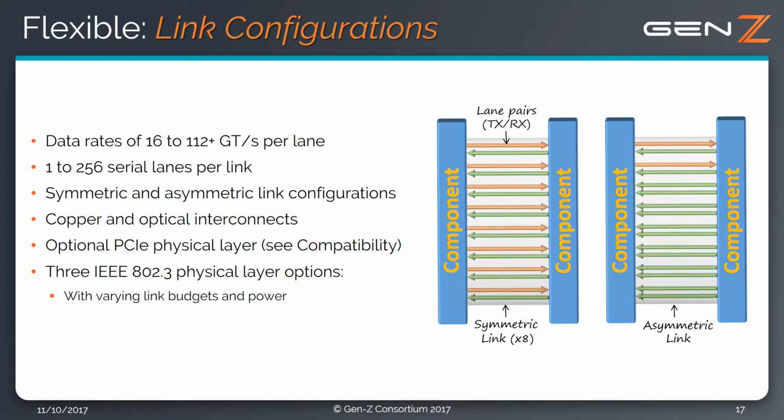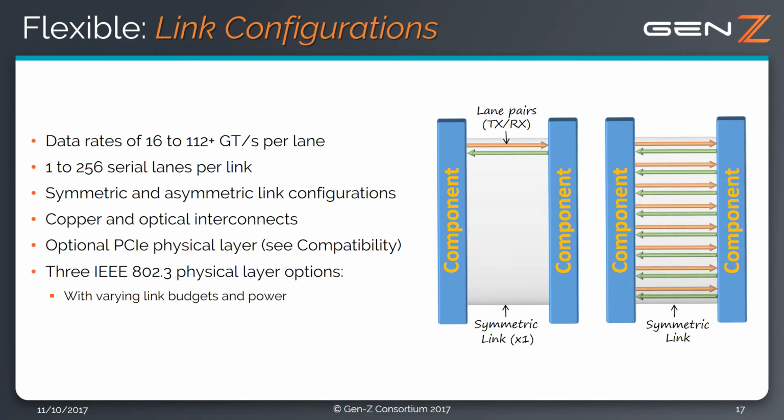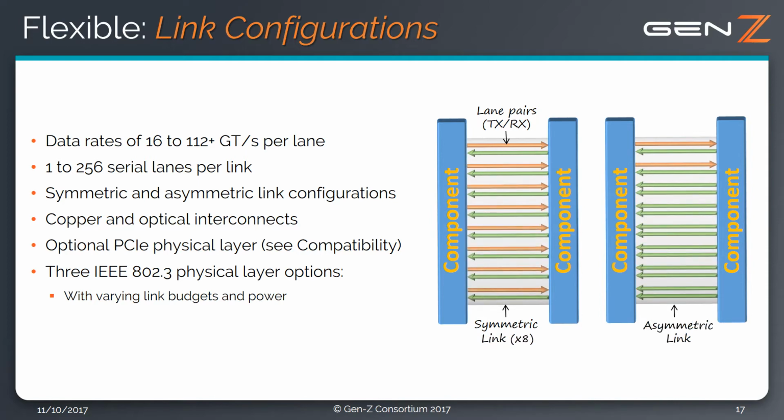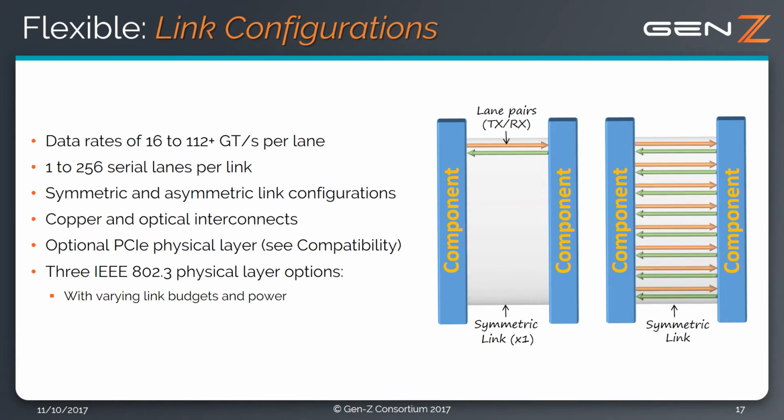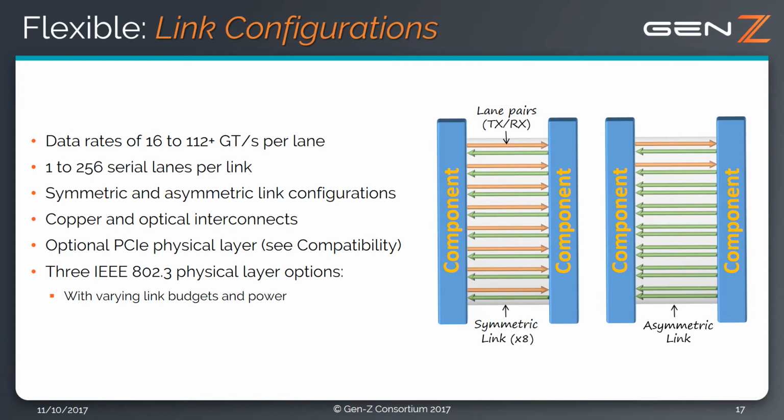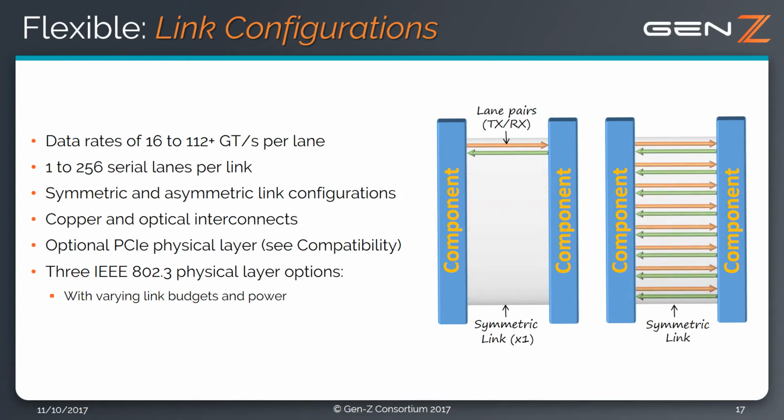First, the differential signals, or a lane, can operate anywhere from 16 to 112 gigatransfers per second per lane. A Gen Z link can be composed of 1 to 256 lanes, or differential pairs, although 8 lanes will be a common configuration. Gen Z can support both symmetric and asymmetric links, which is unique in the industry. The animated figures on this page help explain how symmetric and asymmetric link configurations work. The figure on the left demonstrates several symmetric link configurations which have the same number of transmit and receive lanes.